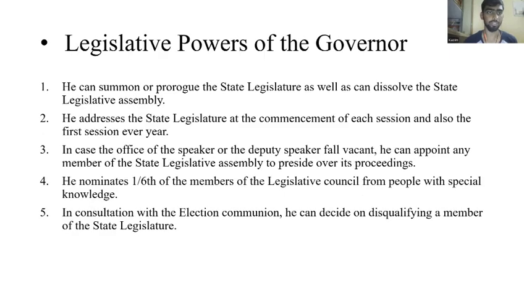Now let us speak about the legislative powers of the governor. These are some of the legislative powers of the governor. He can summon or prorogue the state legislature as well as dissolve the state legislative assembly. He addresses the state legislature at the commencement of each session and also the first session every year. He nominates one-sixth of the members of the legislative council from people with special knowledge. In consultation with the election commission, he can decide on disqualifying a member of the state legislature.